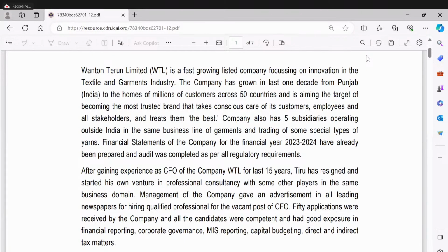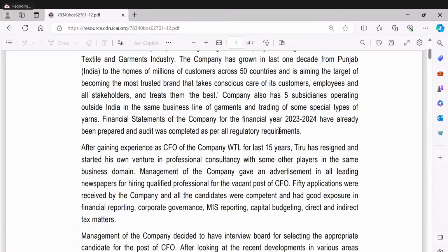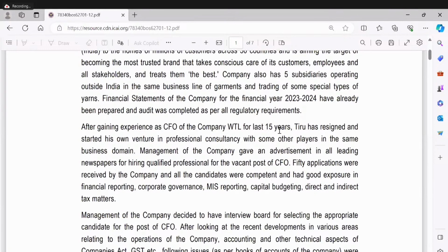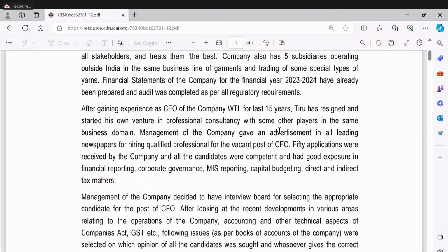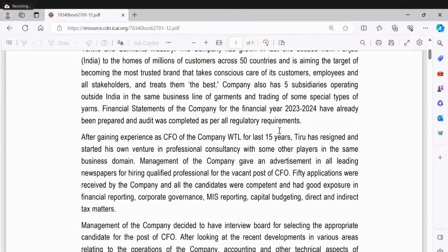All three have to be taken care of and treated in the best possible manner. This will help them in becoming the most trusted brand. So this is about the company WTL. The company also has 5 subsidiaries operating outside India in the same business line of garments and trading of some special types of yarns. So this is what the company is dealing in. It has 5 subsidiaries operating outside India, and the same line of business is there for these subsidiaries also. They deal in some special types of yarns.